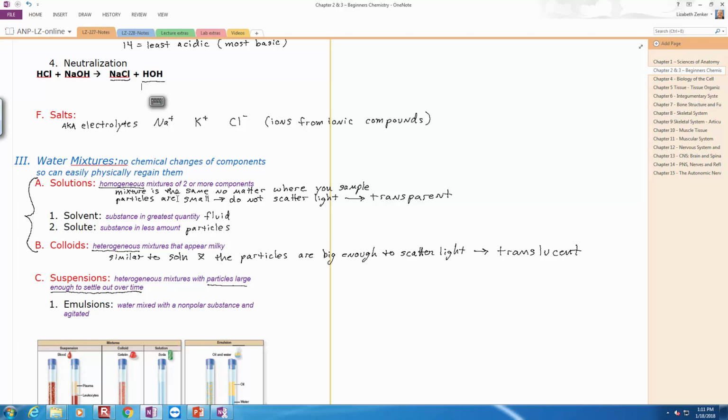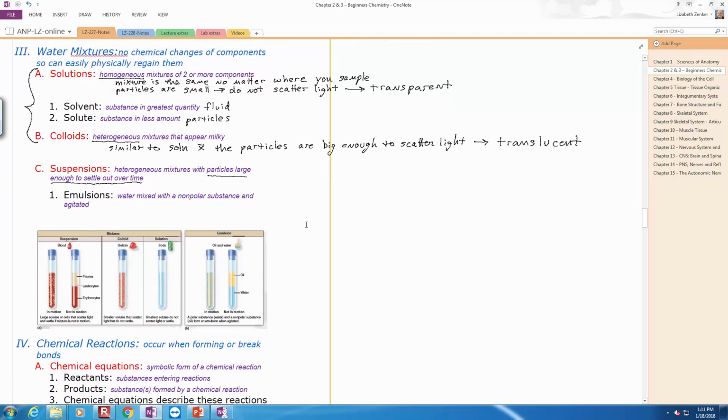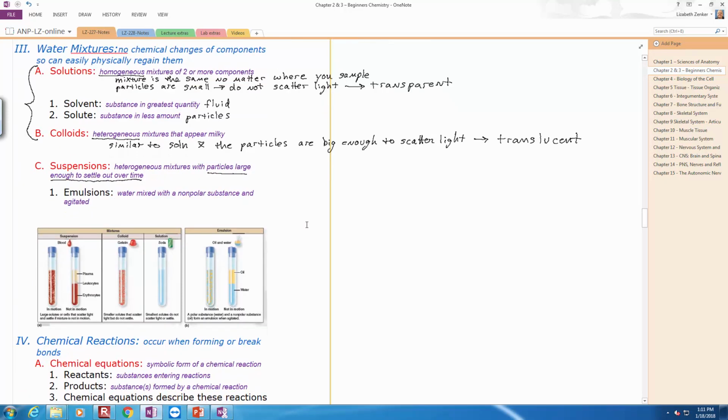And now let's look at water mixtures. So no chemical changes of components, all right? So basically we're saying that it's easily physically regained. So you're not bonding something, okay? It's kind of like things are mixed in a solution, but you're not creating new bonds, is what I'm saying here.